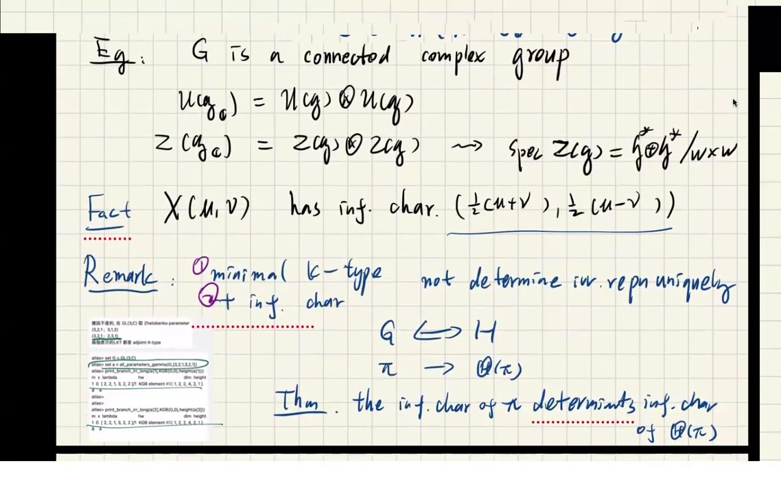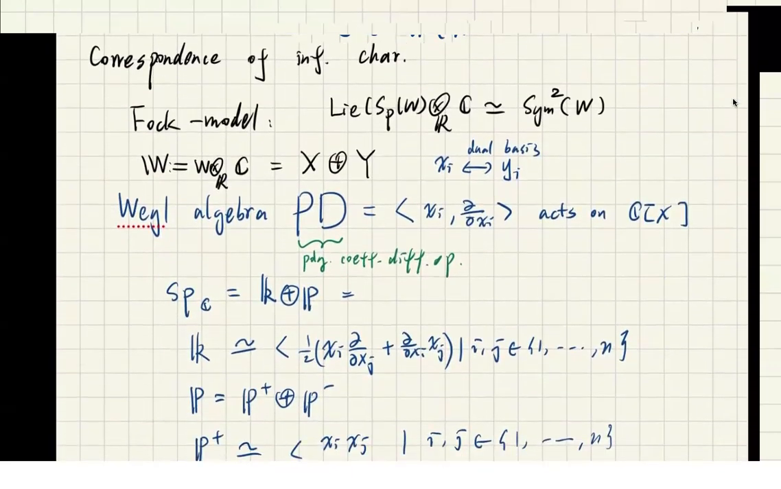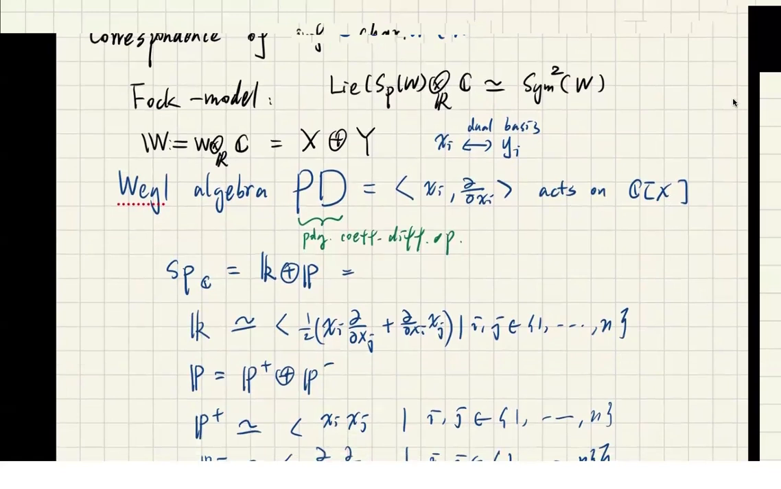And I want to present a quick proof, or at least some hints of the proof. So how do you know there's a correspondence? This is related to something called a Fock model. Recall that the complexification of the Lie algebra of Sp(W) is actually isomorphic to the symmetric square of W. So the Lie algebra of the symplectic group is isomorphic to the symmetric square.